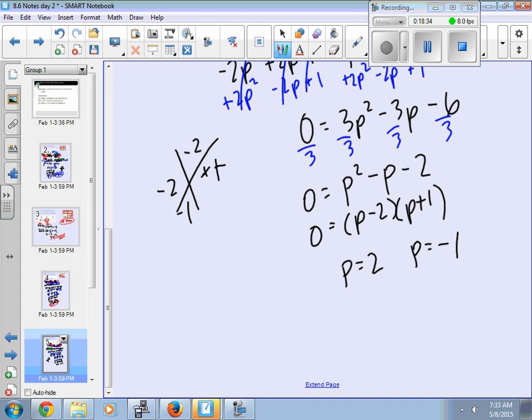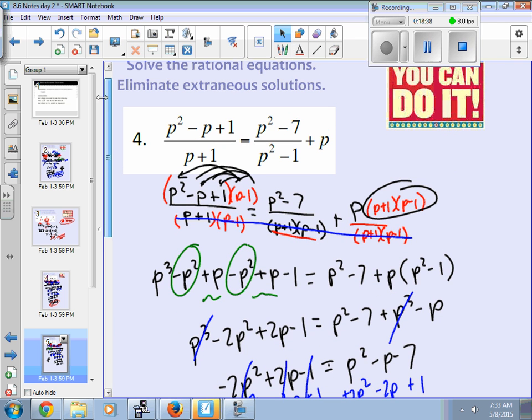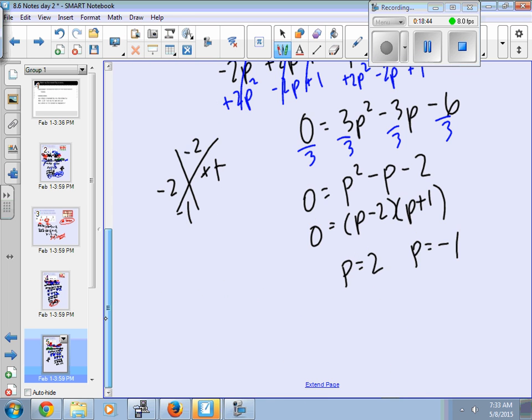Go back, make sure both of them work here. Are both of these going to be good solutions? It doesn't look like the -1 solution works. If you put -1 here, that equals 0. So this did have one extraneous solution. Only 2 is an answer. So if you got 2, you did pretty good on that one.